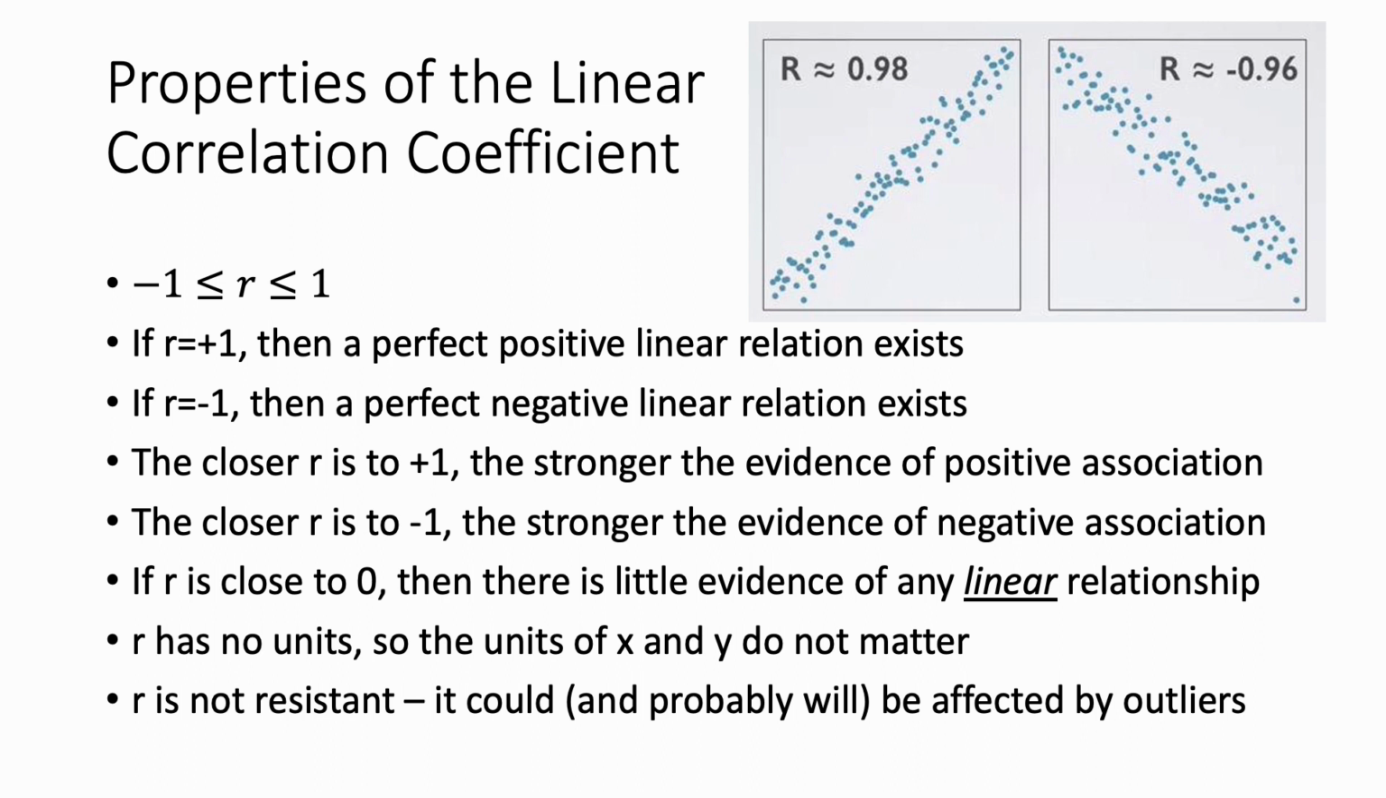If R is close to 0, then there is very little evidence of any linear relationship. There could be a different kind of curve involved, but not a linear one. R, the linear correlation coefficient, has no units, so it doesn't matter what your units of x and y are. They're not going to affect the value of R. And R is not resistant, which means it could, and probably will, be affected by outliers or any unusual data points.